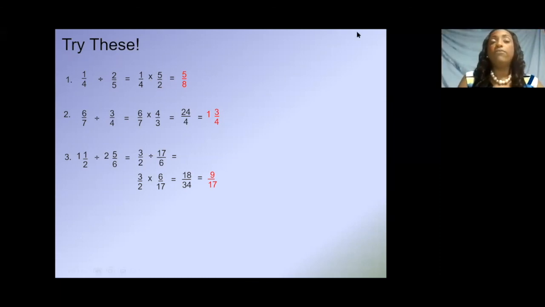First, we have 1/4 divided by 2/5. Remember the rules of dividing fractions? It's 1/4 multiplied by 5/2. How did we get that? How did you get 1/4 times 5/2?